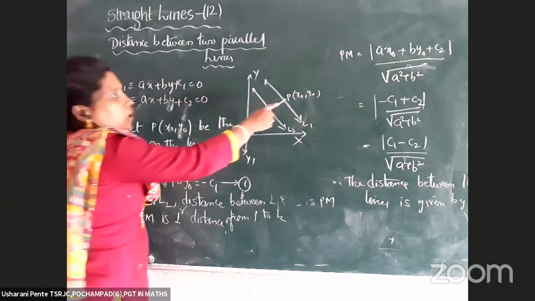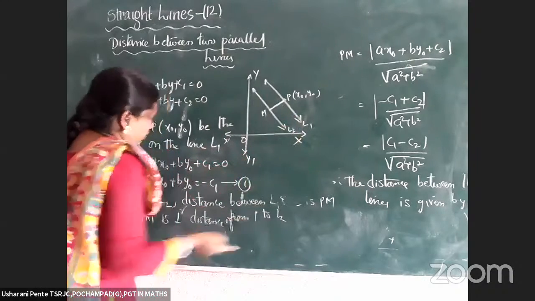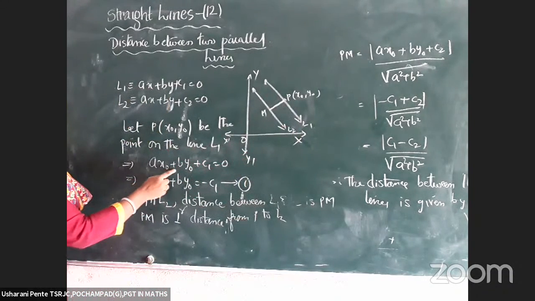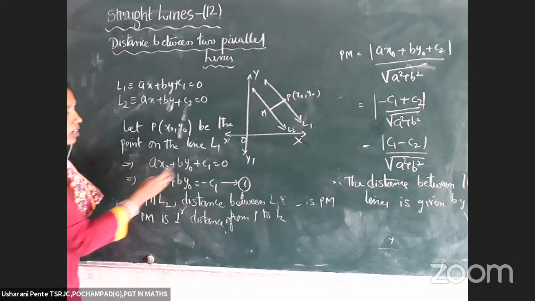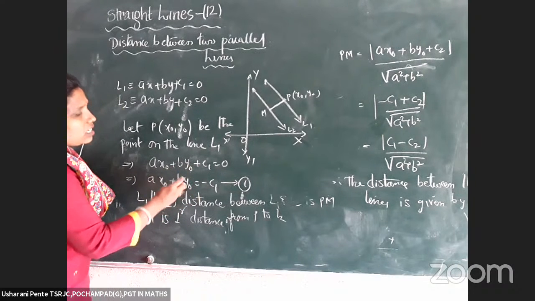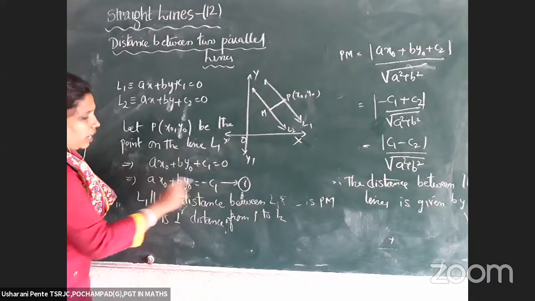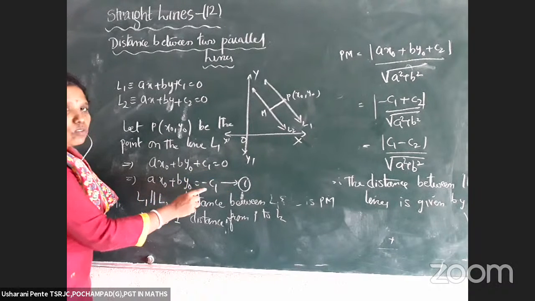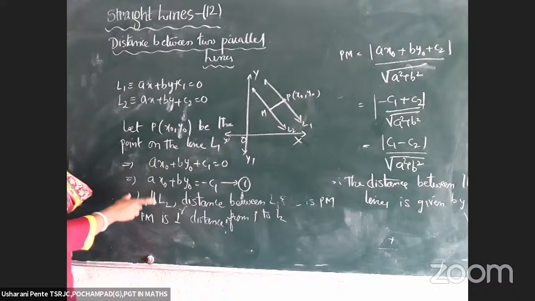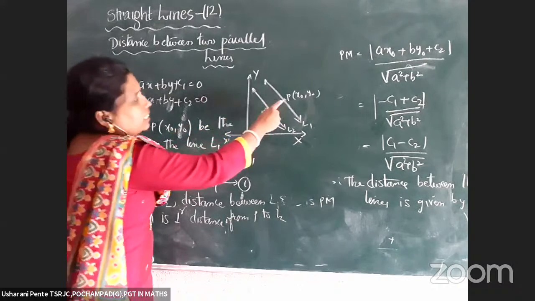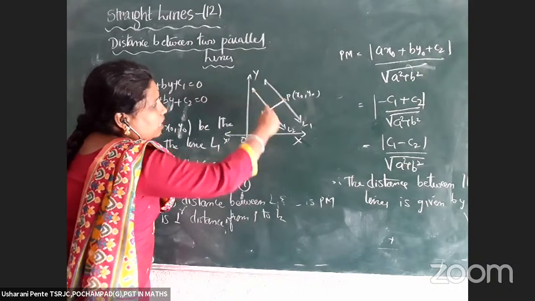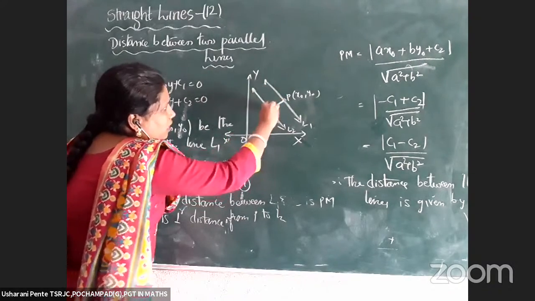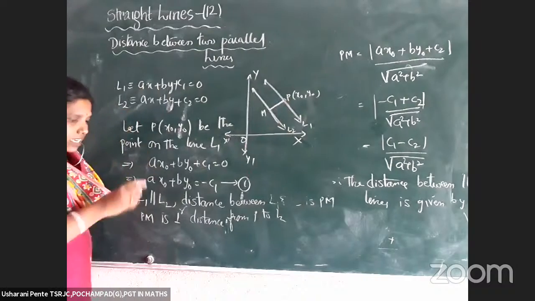So we are considering a point P on the line L1. Therefore, we'll get Ax naught plus By naught plus C1 is equal to 0. From this, we are just shifting C1 to the other side, so we are getting Ax naught plus By naught is equal to minus C1. Now we know that these two lines are parallel. The distance between these two lines is given by PM. PM is also the perpendicular distance.